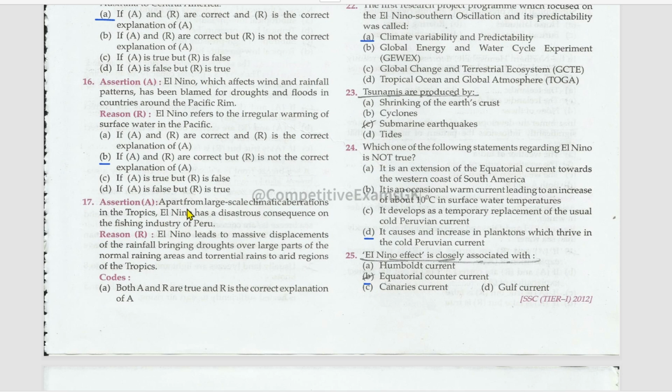Next assertion reason. Apart from large-scale climatic aberrations in the tropics, El Nino has a disastrous consequence on the fishing industry of Peru. True. El Nino leads to massive displacements of the rainfall, bringing droughts over large parts of the normal raining areas and torrential rains to arid regions of the tropics. This is also right, but this is not the correct explanation for the assertion.